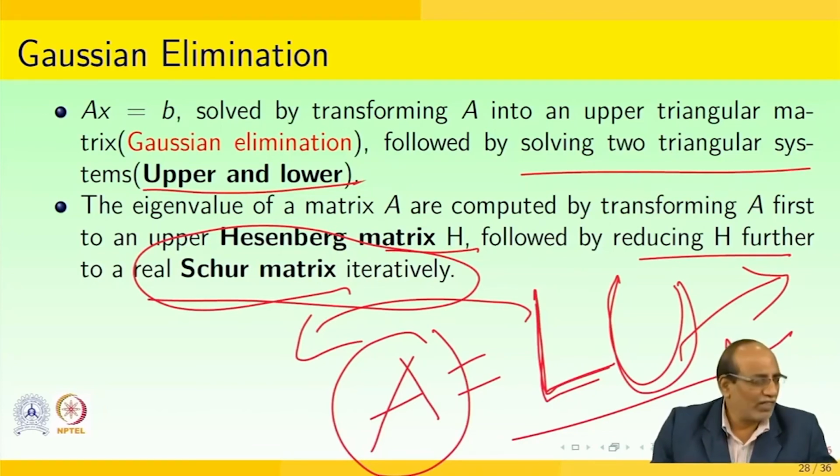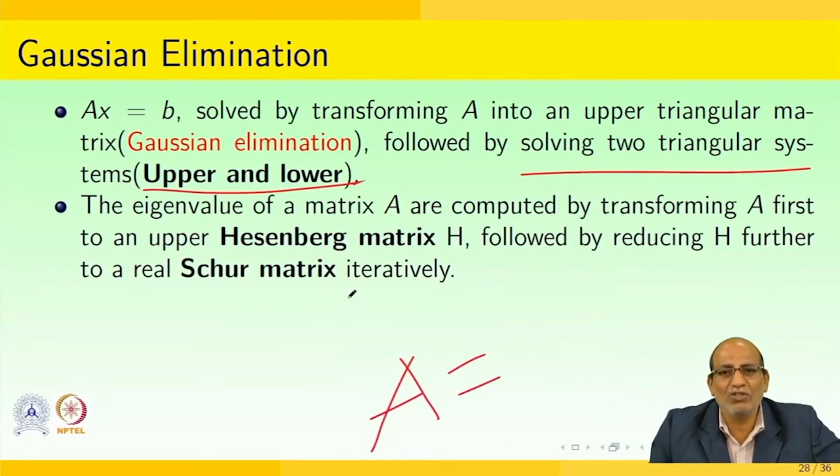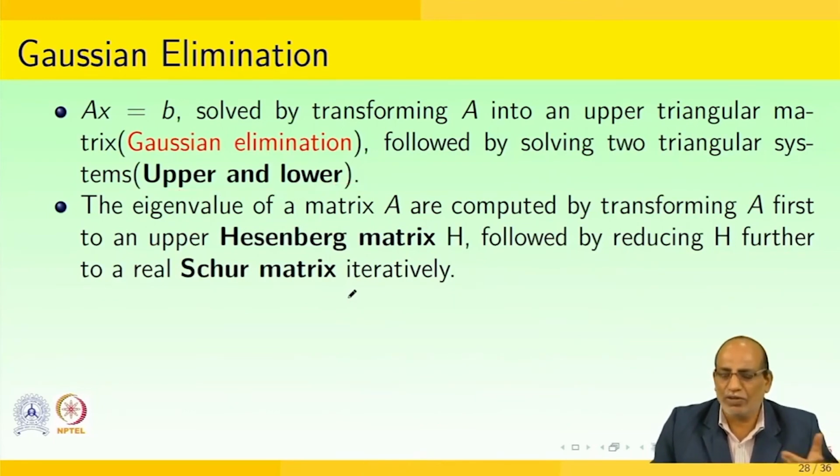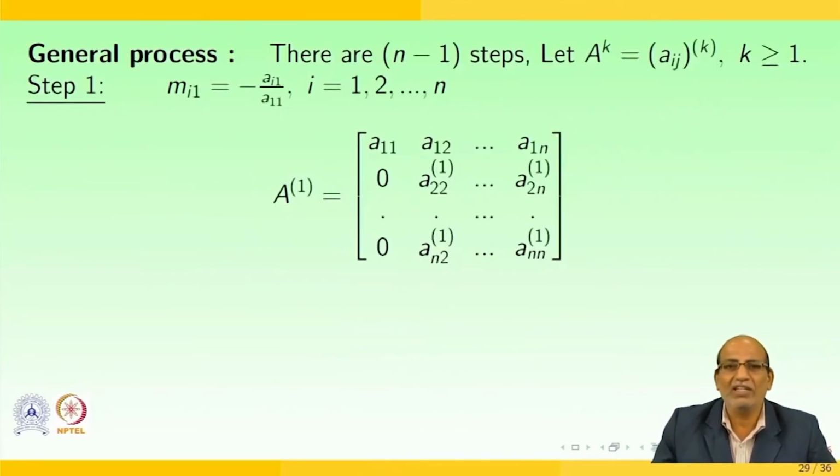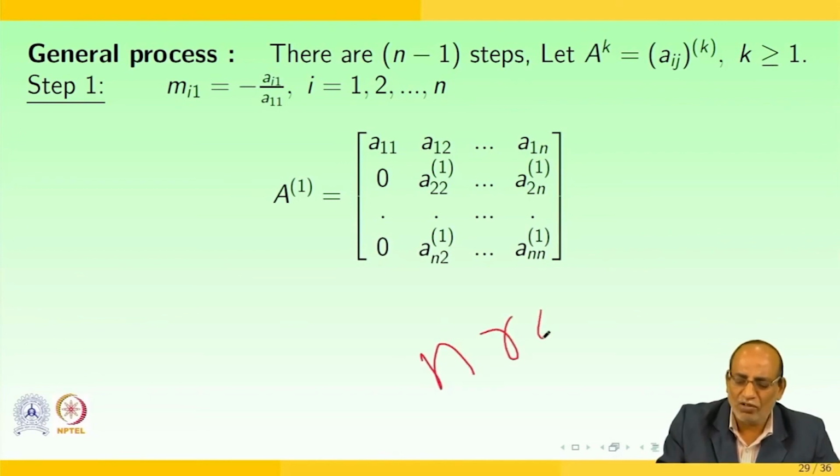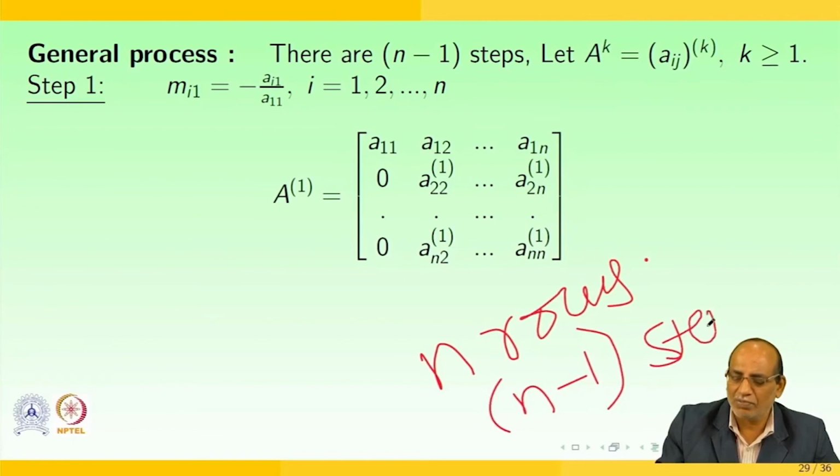We'll see how you can bring this matrix into a square matrix, so that we are able to find the solution to the system. Now let us see the general process of Gaussian elimination. How many steps are there in this case? There are n minus 1 steps because you have n rows.